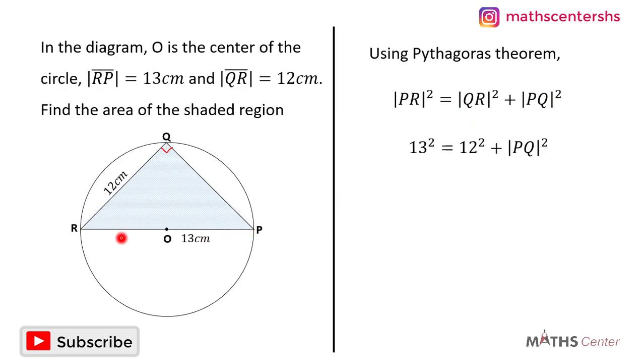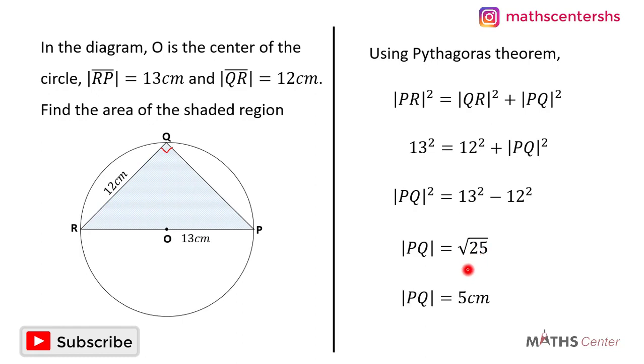We have the length of PR to be 13 centimeters and the length of QR to be 12 centimeters. So 13 squared is equal to 12 squared plus PQ squared. This will give us PQ squared is equal to 13 squared minus 12 squared. When we simplify this, we are going to have PQ is equal to square root of 25. And square root of 25 is 5. So the length of PQ is 5 centimeters. So the length of this line here, or this side, is 5 centimeters.